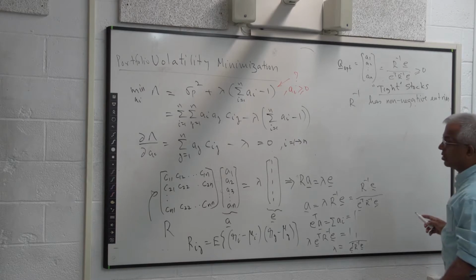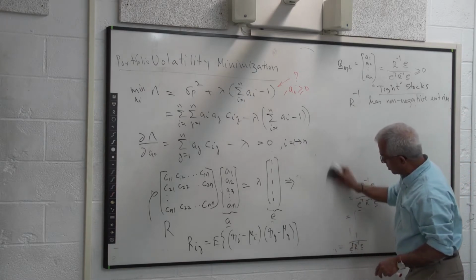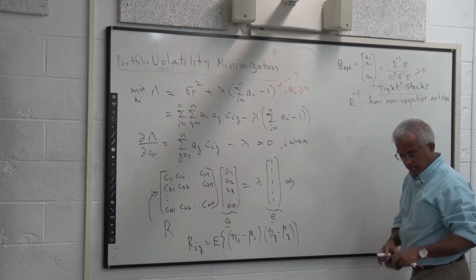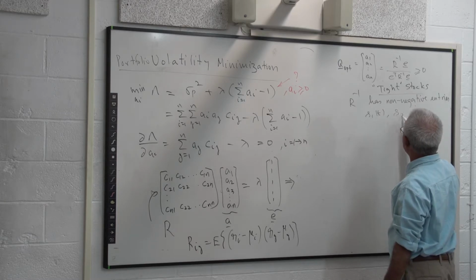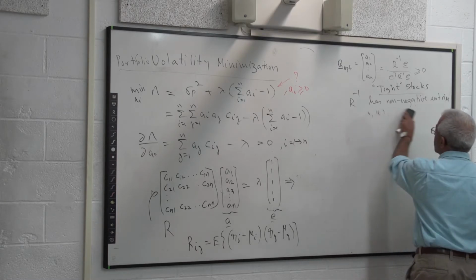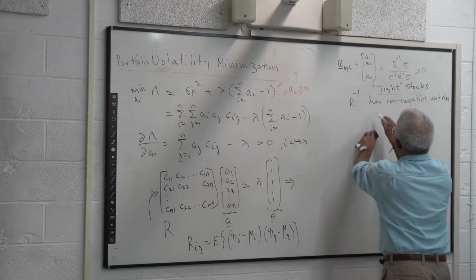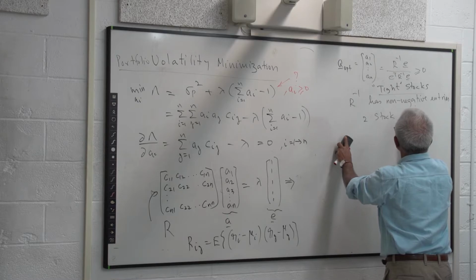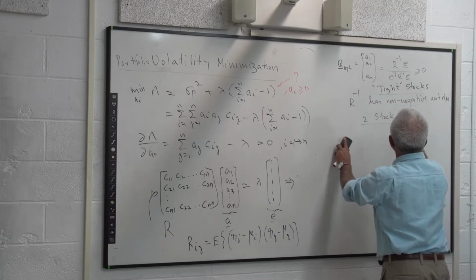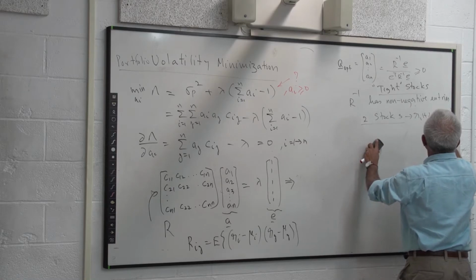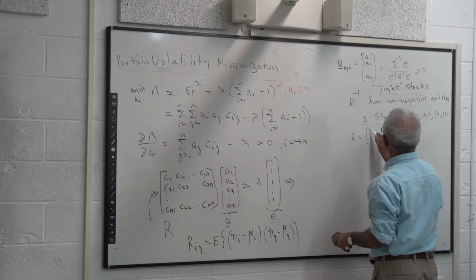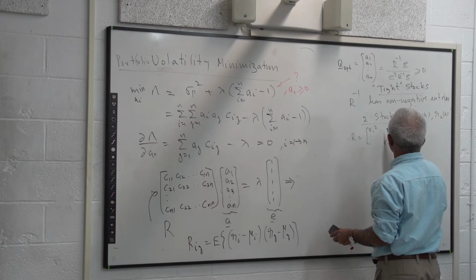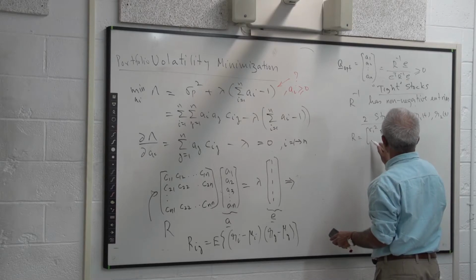So let me give you a very easy to construct example for a 2x2 case. Suppose I have two stocks, S1 of t and S2 of t, or the returns R1 of t and R2 of t. So the two stock case. The covariance matrix is only 2x2. So this is sigma 1 squared, which is the variance, then sigma 2 squared, and this is rho sigma 1 sigma 2, and this is rho sigma 1 sigma 2.